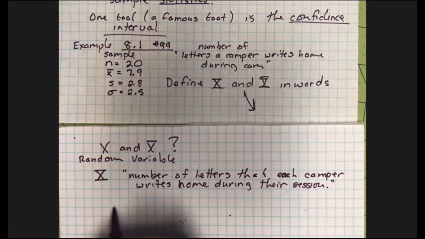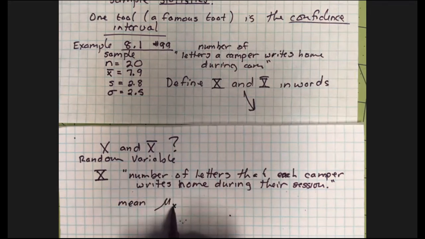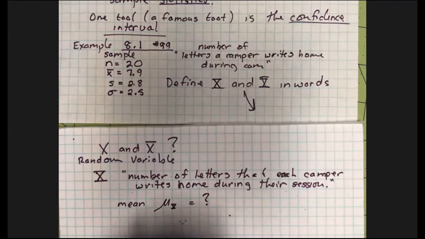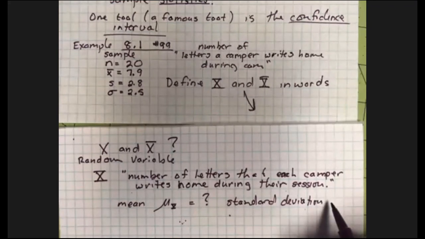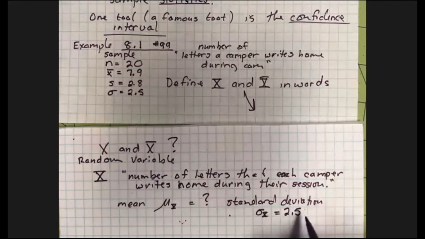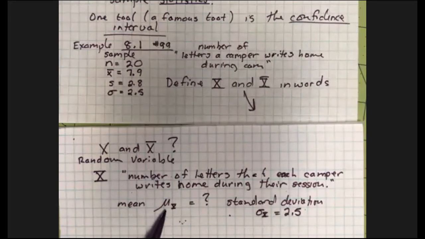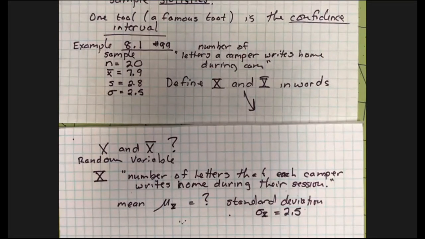So this random variable has a mean. And if I want to make sure I'm talking about this random variable, I'll say mean of X. I don't know what it is. It has a standard deviation. And I'm not sure I know what that is either, except they gave it to us. Standard deviation of this variable is 2.5. I'd like to know what's the average number of letters each person writes home. I know that the spread is like plus or minus 2.5 for one standard deviation. Two standard deviations, plus or minus 5 letters. Three standard deviations, plus or minus 7.5 letters. Remember, three standard deviations covers about 99% of any normally distributed population.